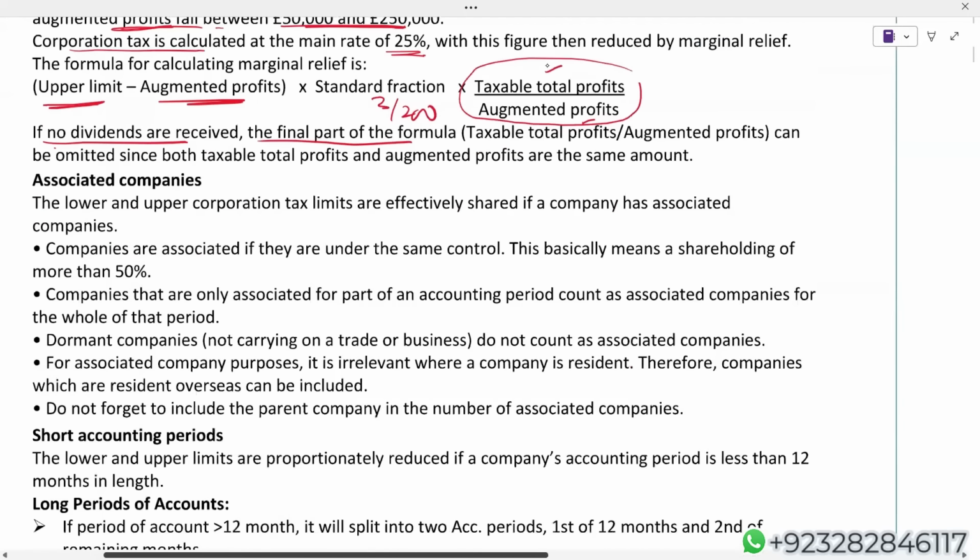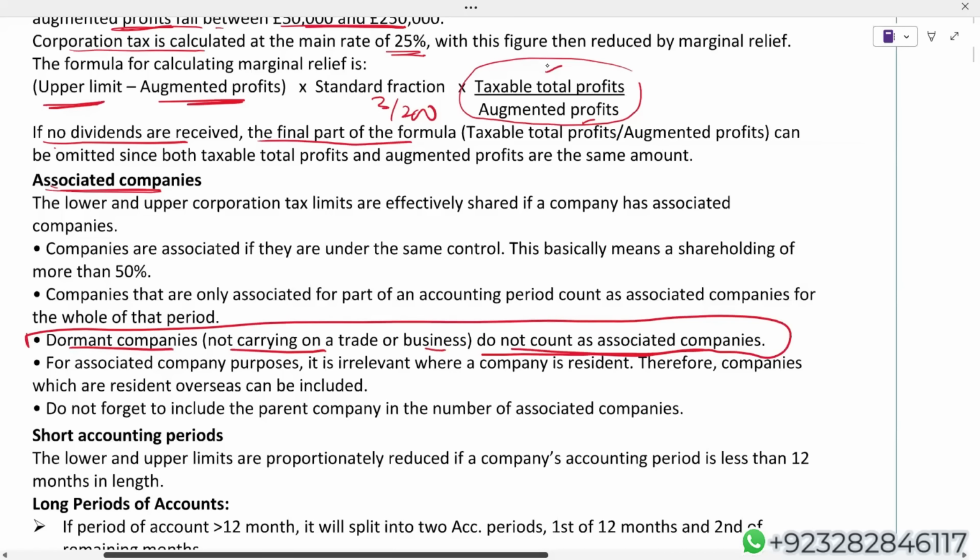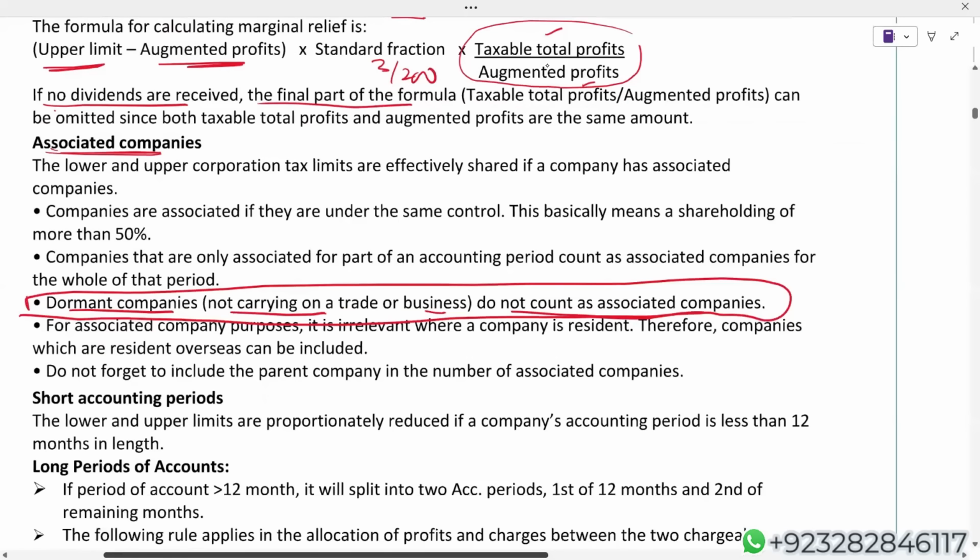Associated companies, I've given you the reference. Associated companies means you can say simply your subsidiaries, where the parent holding is more than 50%. It is possible that an associated company is overseas, still that will be considered while prorating upper and lower limits. But if it is a dormant company, then it will not be considered. Dormant companies not carrying on a trade or business do not count as associated companies. No matter you have got more than 50% holding, if the examiner says this company is a dormant company, meaning there is no trade activity at all, then that company will not be considered while apportioning upper and lower limits.